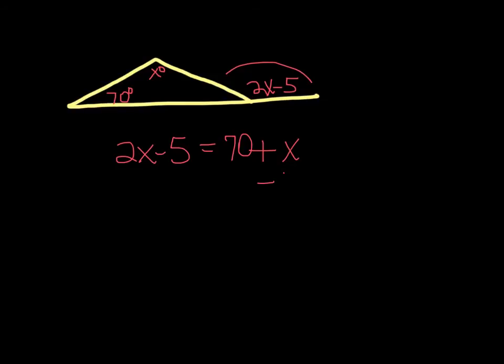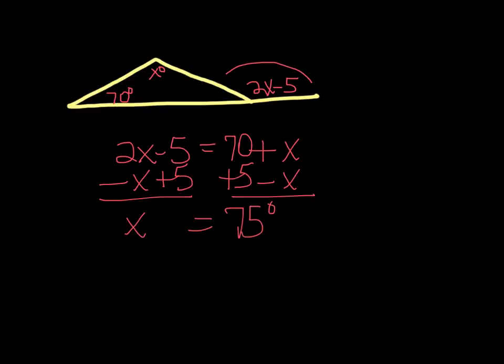Okay, so let's subtract x from our right side. We'll subtract x from our left side, and that's going to leave us x right here, 1x. Now we'll add 5 here, add 5 right here. We'll get that x equals 75 degrees. Okay, that way we know that this is 75 degrees right here.